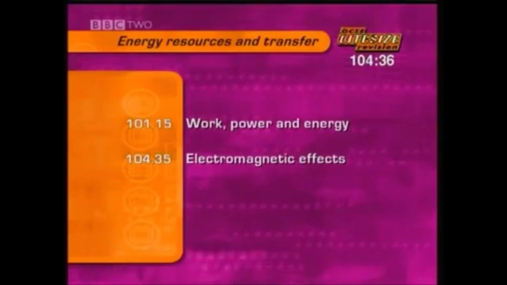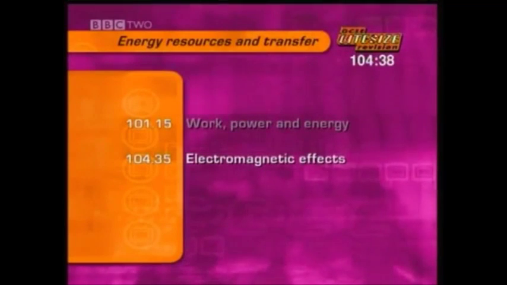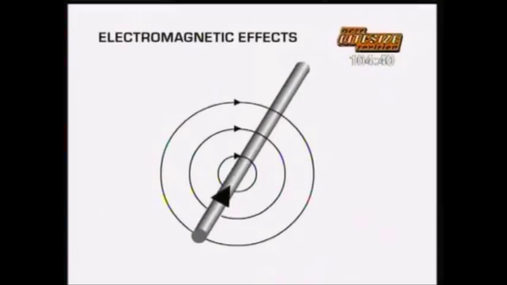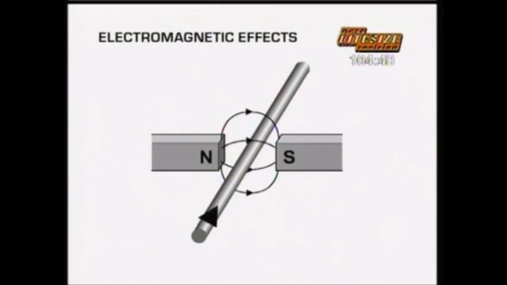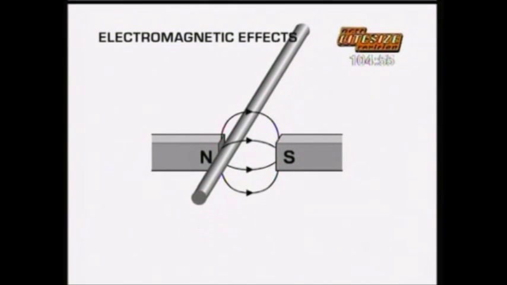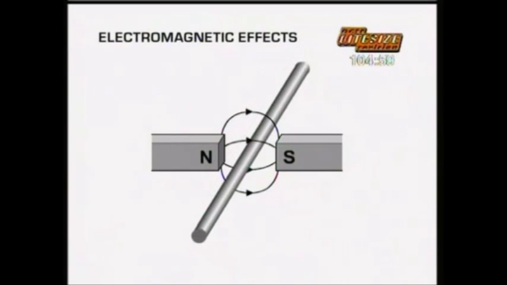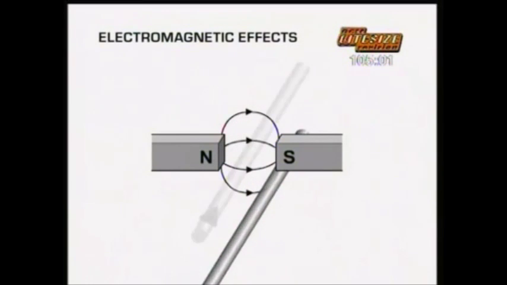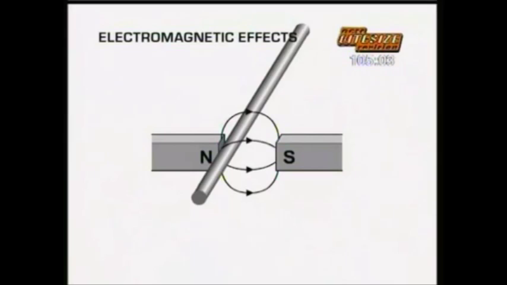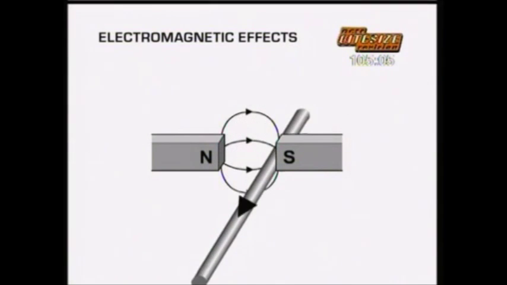This higher tier section is about electromagnetic effects. An electric current flowing in a wire produces a magnetic field around it. If that wire passes through another magnetic field, it causes the wire to move sideways. When the current flows, the wire moves one way, and if the current is reversed, the wire moves the other way. The interplay of these forces is the basis of the electric motor.